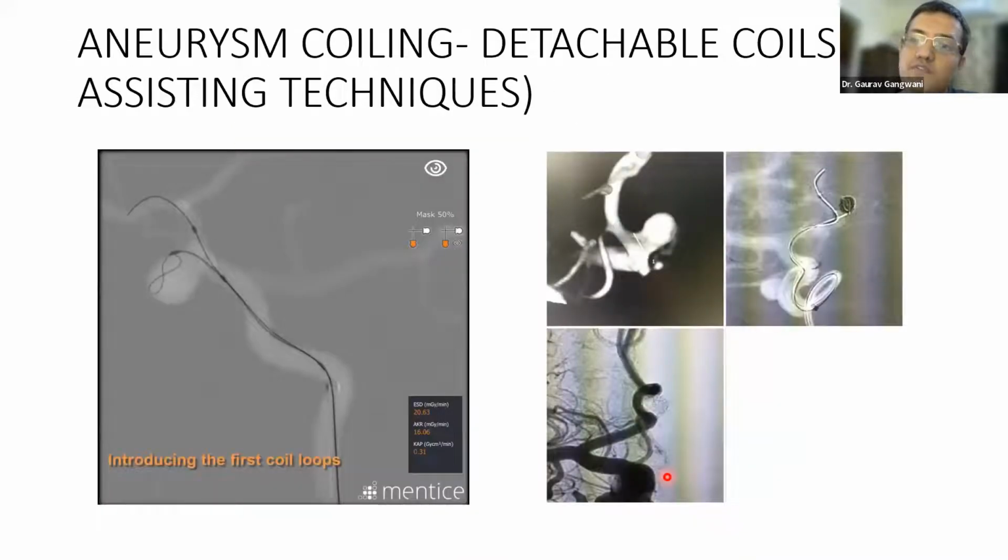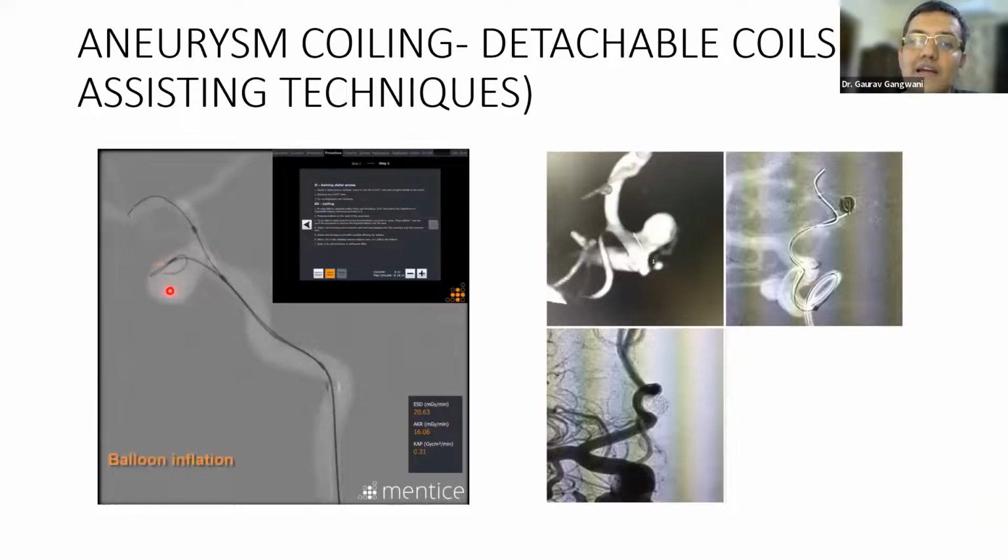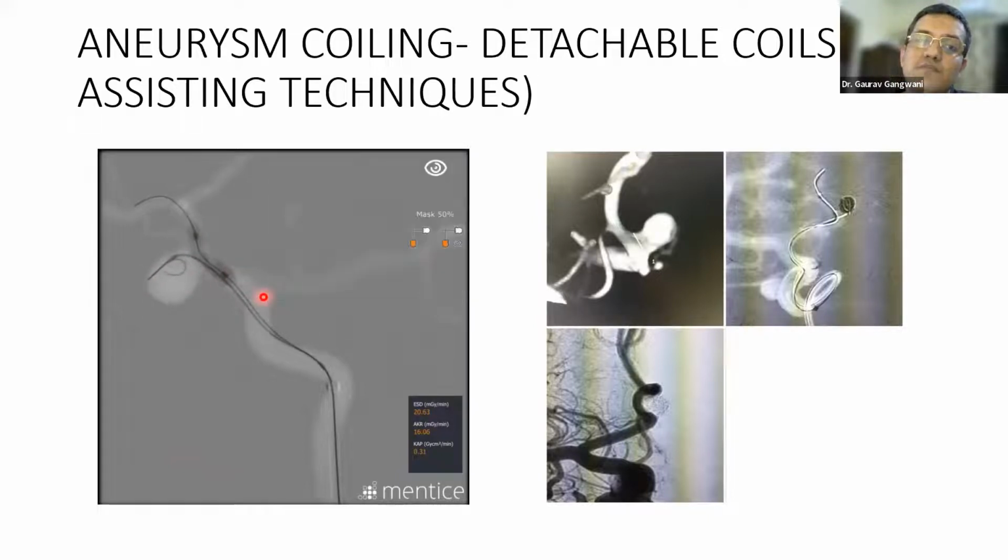And of course, whenever needed, you can always use assistance techniques. For example, in this case, you can see that the coil is entering again and again the parent vessel because it's a huge neck. This is, of course, one of the Mentice simulators. So there's no way you can pack it well without assistance. That is why you use a balloon assistance. And this time after balloon assistance, if you push the coil, because the balloon is there across the neck, the coil will get a good frame within the aneurysm, the first coil, and then you can subsequently coil it. Whenever required, you can use the assistance again.